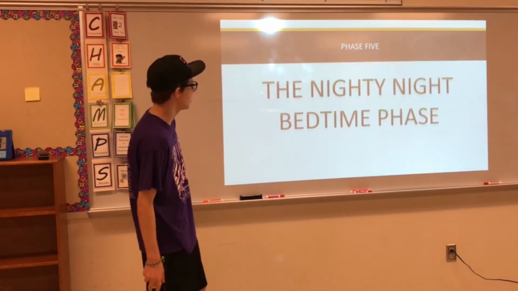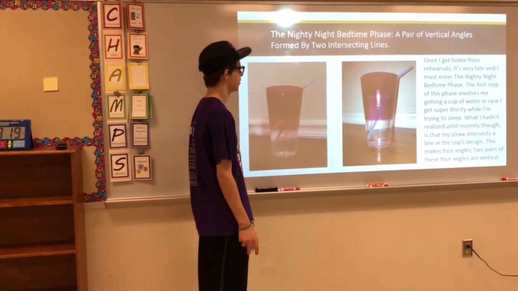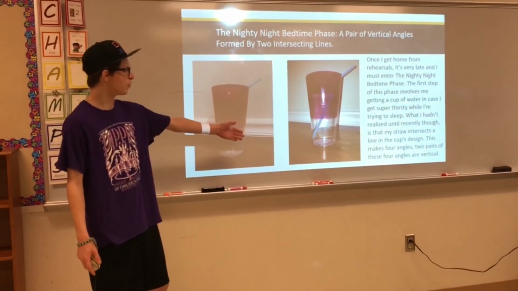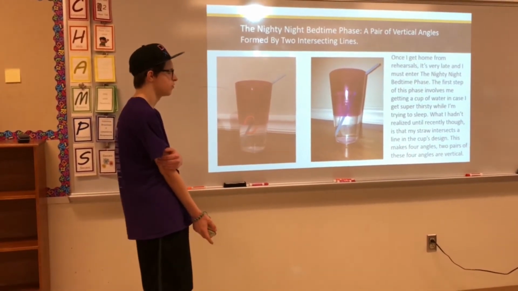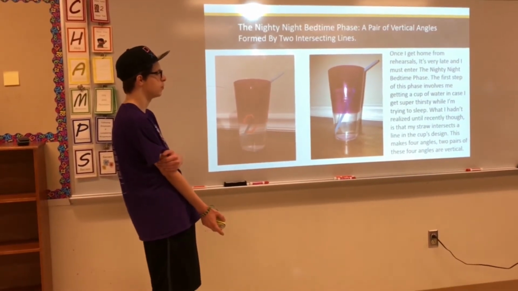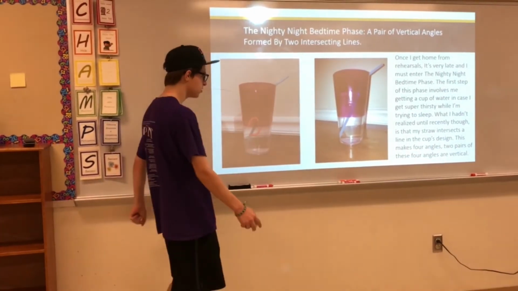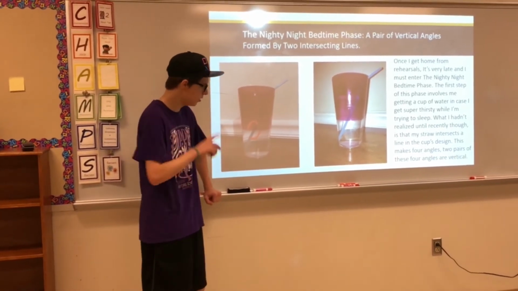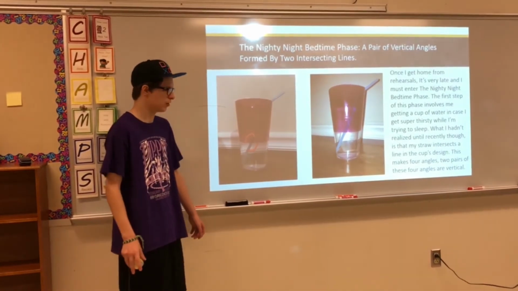Phase 5, the nighty-night bedtime phase. A pair of vertical angles formed by two intersecting lines. Once I get home from rehearsals, it's very late and I must enter the nighty-night bedtime phase. The first step of this phase involves me getting a cup of water in case I get super thirsty while I'm trying to sleep. What I hadn't realized until recently, though, is how my straw intersects a line in the cup's design. This makes four angles. Two pairs of these four angles are vertical.